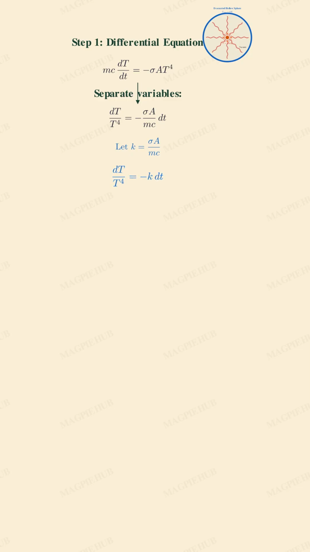Step 1. Set up the differential equation. The heat loss equation is m c dT over dt equals negative sigma A T to the fourth. We separate variables, bringing T to the fourth to the left and dt to the right. dT over T to the fourth equals negative sigma A over m c times dt. Let us define K equals sigma A over m c, a positive constant. Then the equation simplifies to dT over T to the fourth equals negative K dt.